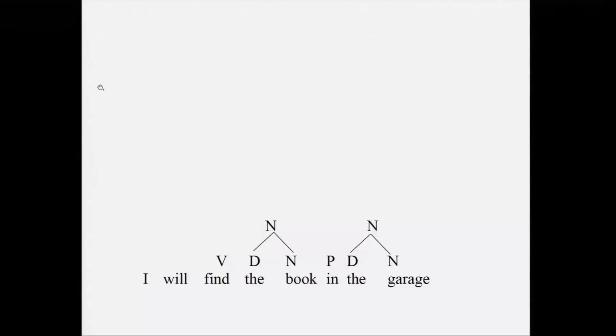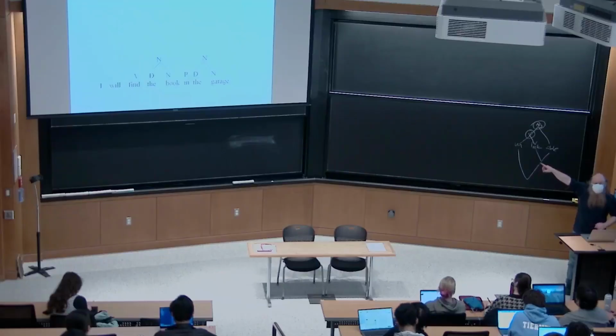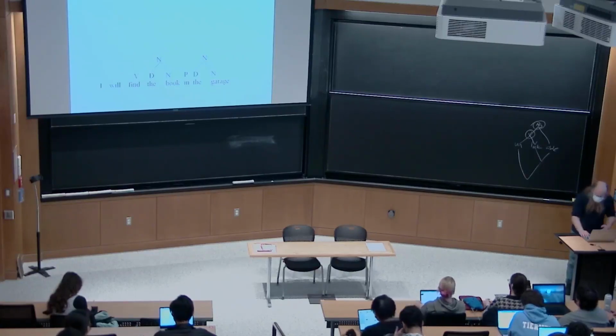So that was one part of the start of building a tree for this sentence. Are there any questions about this? This is all quasi-review. Okay, so from here, we've created the book and the garage.